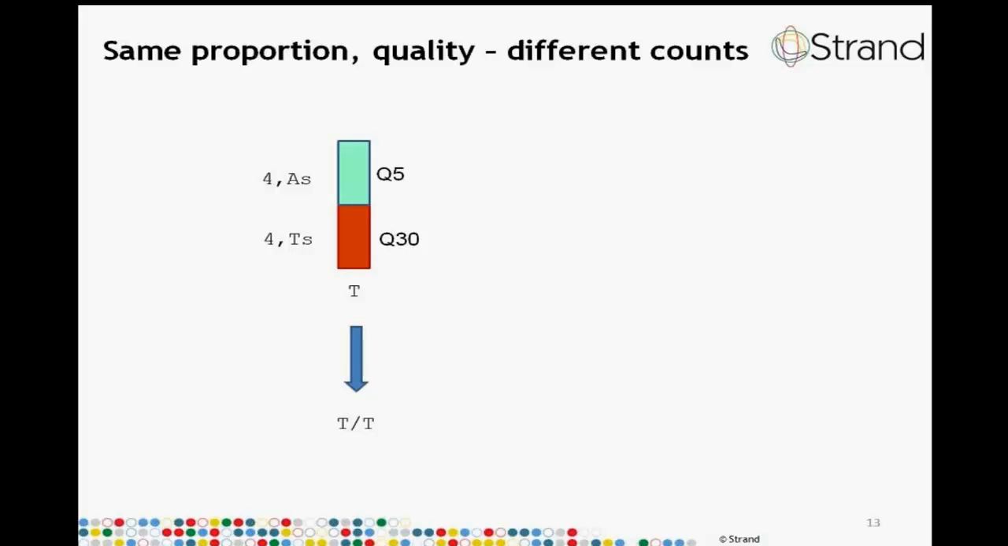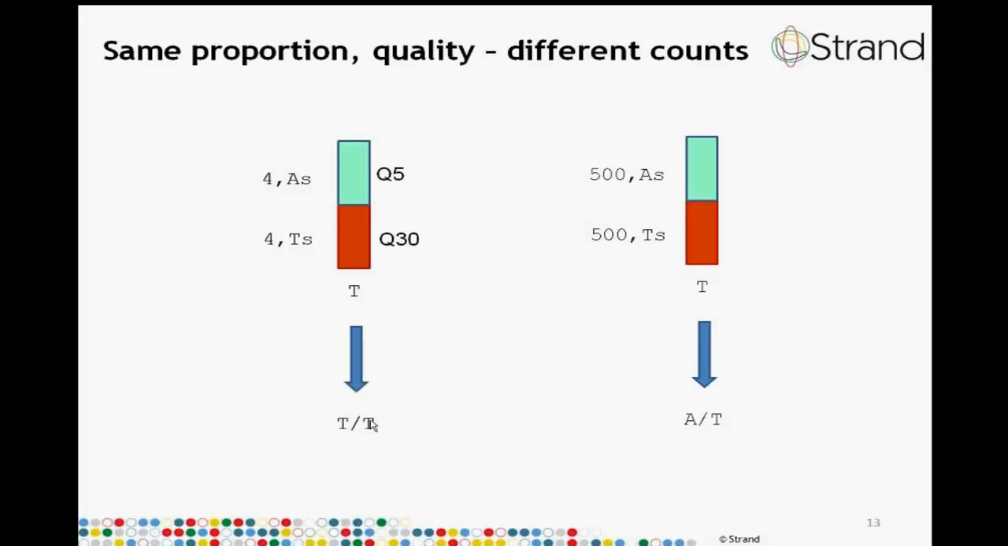Now let us say that we have the same proportion of bases, but the number of bases changes. Let us see how the SNP call would change. Suppose again we had 4 A's and 4 T's at this location. The A's happen to have Phred quality 5, which is quite low, and the T's have a high quality. Then one would expect a homozygous T call to be made, and that is what happens.